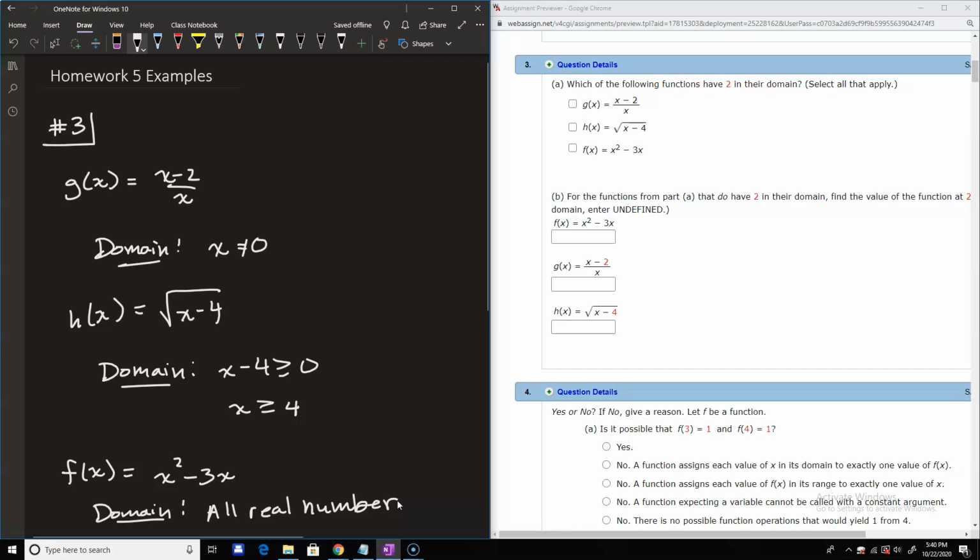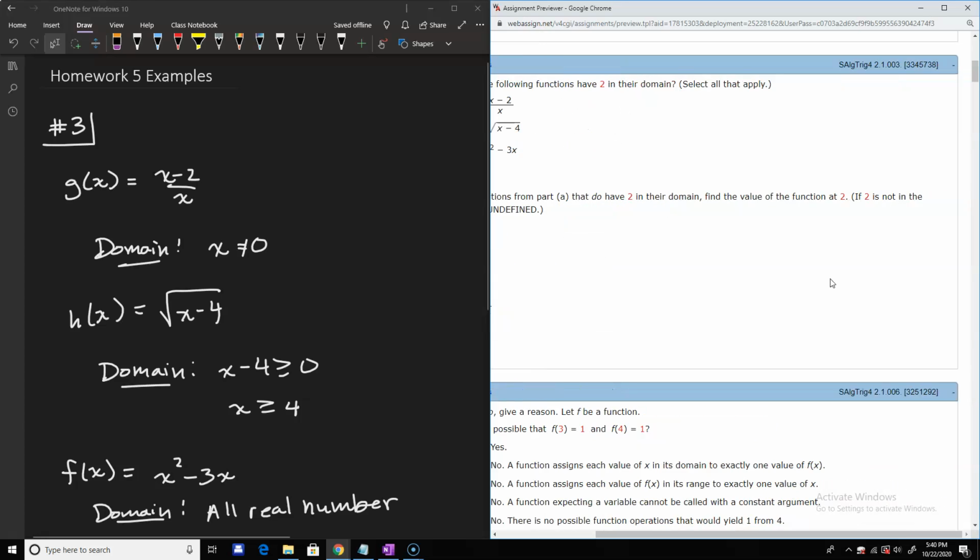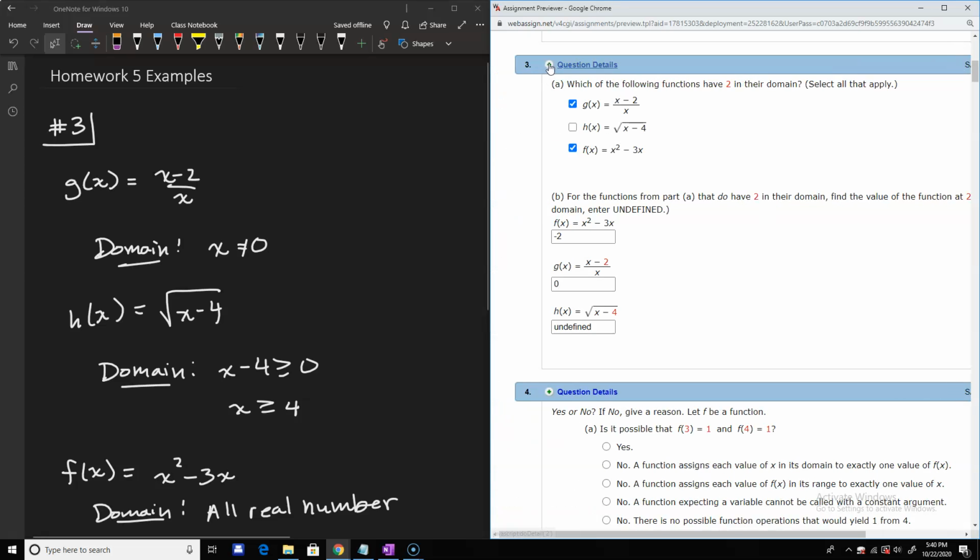For h of x, we should type undefined, I suppose. And for the other ones, we need to plug in 2. So this one would come out to negative 2, and this one would come out to 0. So let's go ahead and check that and see if we got it right.